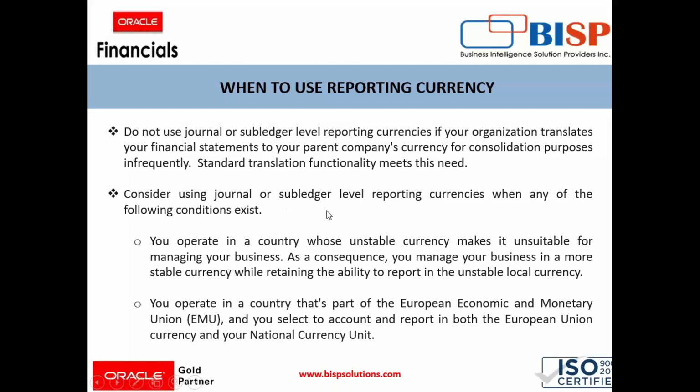Consider the general or the subledger level reporting currencies when any of the following conditions exist. When you operate in a country whose unstable currency makes it unsuitable for managing our business, as a consequence, we manage our business in a more stable currency while retaining the ability to report in the unstable local currency. So we will be managing two currencies. One will be stable and another will be unstable. So for that, we'll be using one primary ledger, one currency, and the second, the reporting currencies.